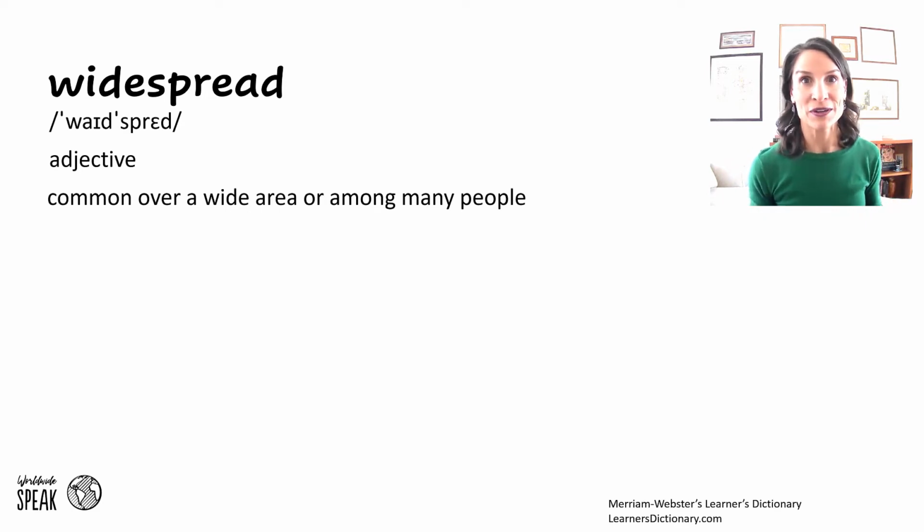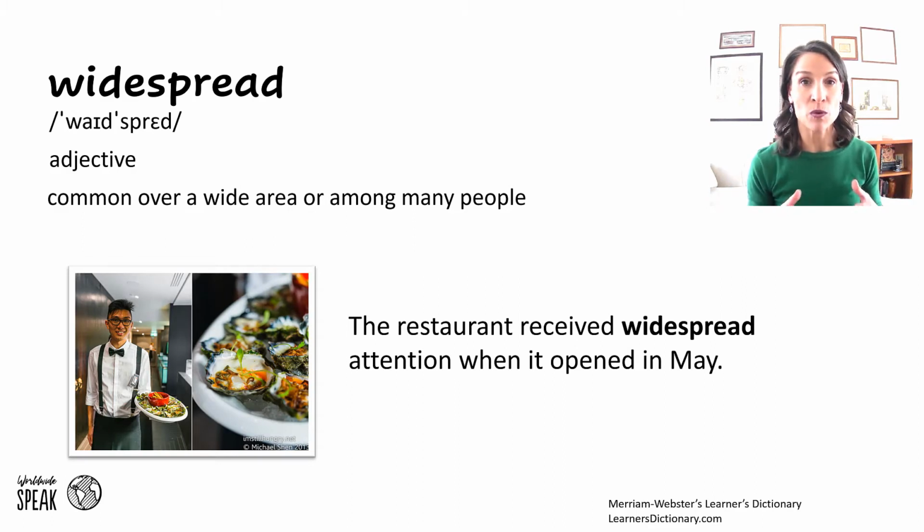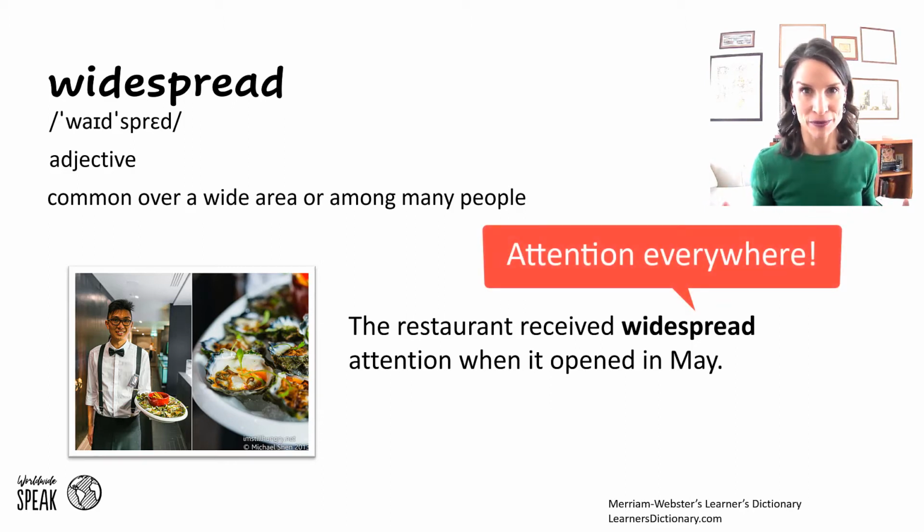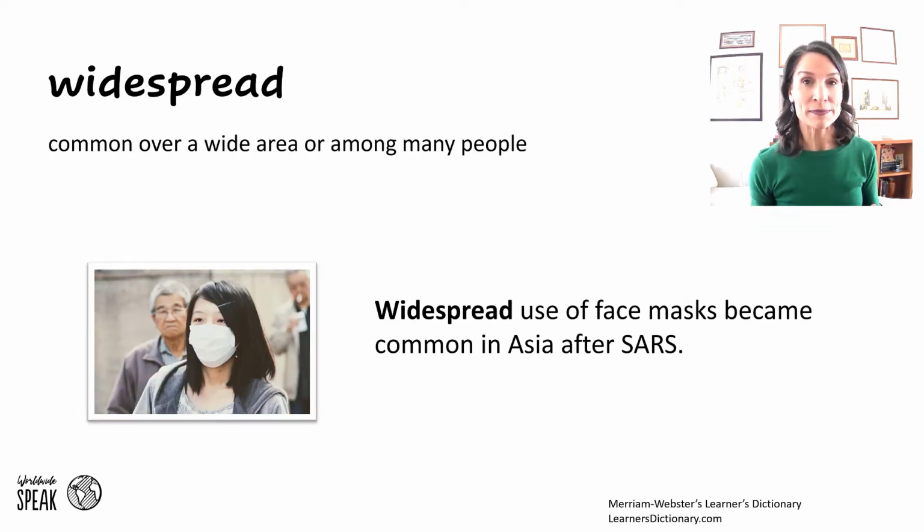Our next word is another adjective. This is widespread. Widespread, and it means common over a wide area or among many people, or both. Let's look at an example. The restaurant received widespread attention when it opened in May. It means it received attention everywhere from a lot of people. Widespread attention. Widespread use of face masks became common in Asia after SARS.